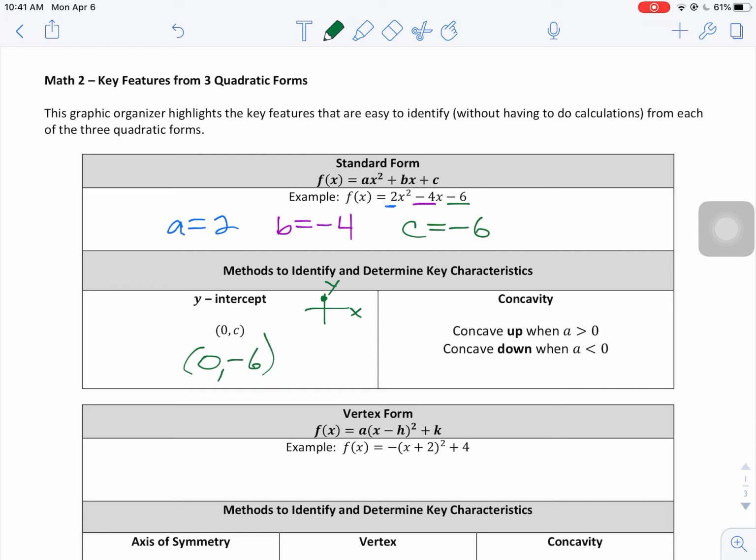For concavity, it's always looking at the a value in the front. And the cool thing about concavity is it's the same no matter what form you're in. Standard form, vertex form, factored form, the concavity is always the same. You just look at the a value, so the number in the front. If the a value is greater than 0, or positive, it's going to be concave up, so it would look like that. If the a value is less than 0, so if a is negative, it'll be concave down, like that. So when we look at our example, since a is 2, and 2 is positive, this is concave up for our example function.